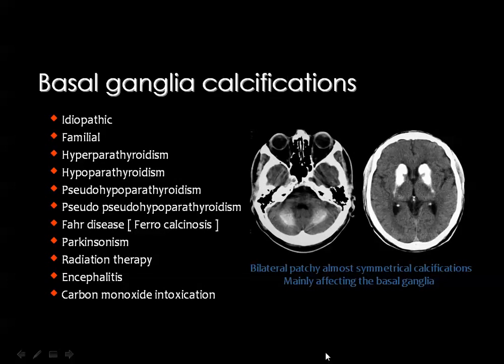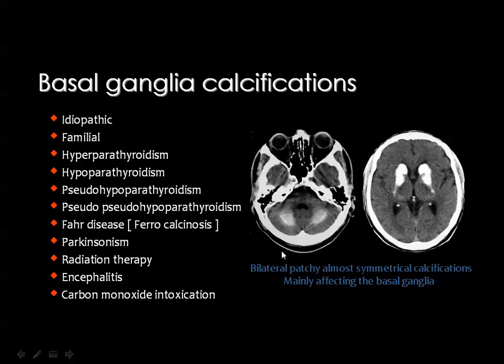Then we'll start first by the basal ganglia calcification, and there is a long list of differential diagnoses here, including the idiopathic, the familial, hyperparathyroidism, hypoparathyroidism, pseudohypoparathyroidism, the Fahr syndrome, in cases of Parkinsonism, following radiation therapy to the brain, following encephalitis, and in cases of carbon monoxide intoxication.